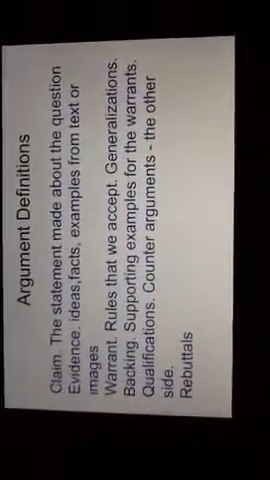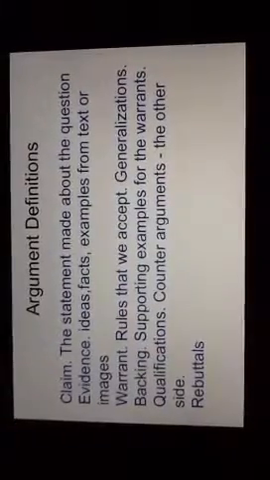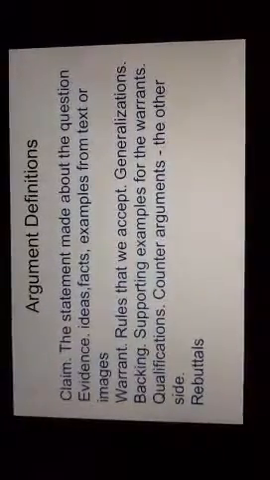Some of the definitions that we will need to understand are claim, which is the statement that you are making about the guided question that I'm going to show you next. Evidence would be the ideas, facts, or examples from the text or image that you have to support your claim. Warrants are rules that we generally accept, generalizations. Backing would be evidence that supports the warrants, and qualifications and rebuttals are the counter-arguments, the other side of your claim.